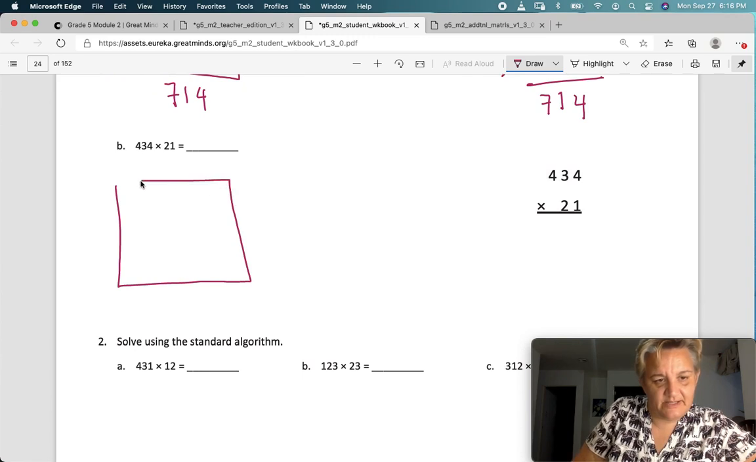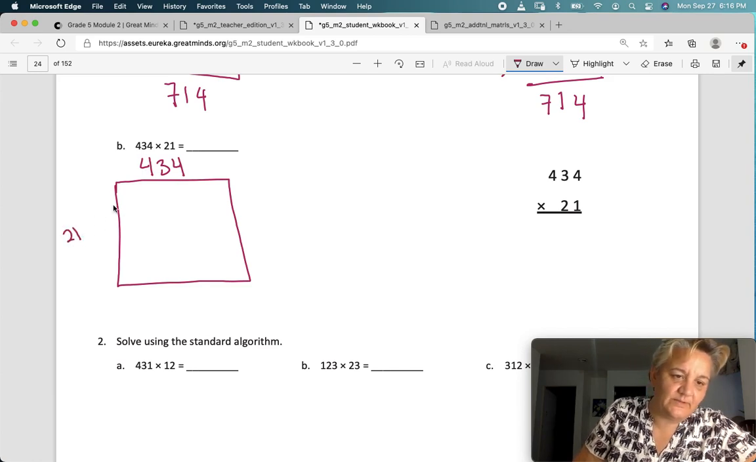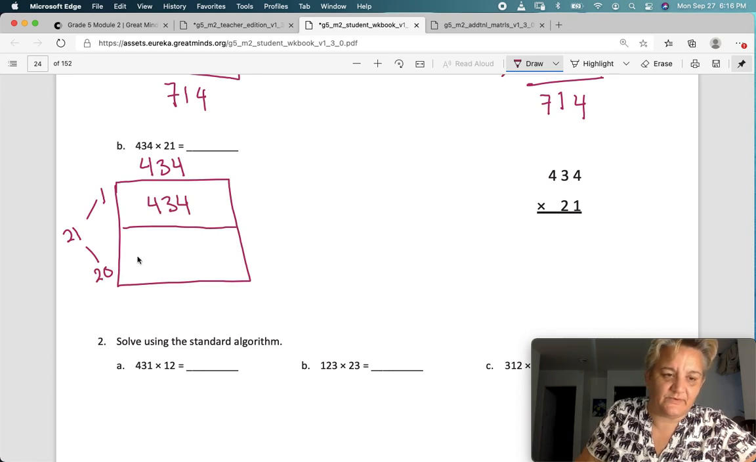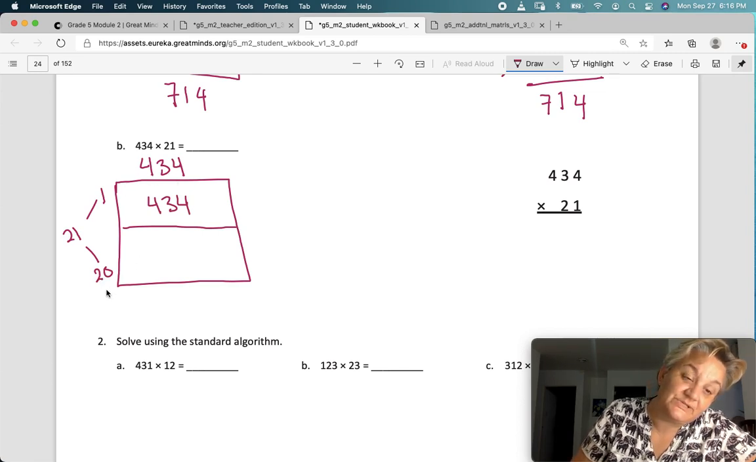There is my area model. Put 434 on top. And then on the side I've got 21, but I'm going to break it into the ones and the 10 spot, so 20 and 1. 1 times 434 is 434. 20 times 434, well, 434 times 2 would be 868, and then put that 0 back on there, right? Because I can break that into 2 and 10, right?